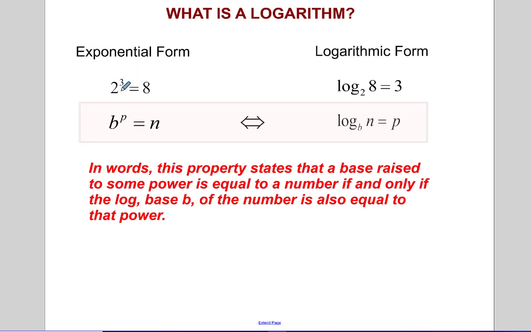Whenever we have exponential form, say 2 cubed is 8, you can turn an exponential function into a log function by knowing that the log base b of a number is the power. Log base b of a number equals the power.